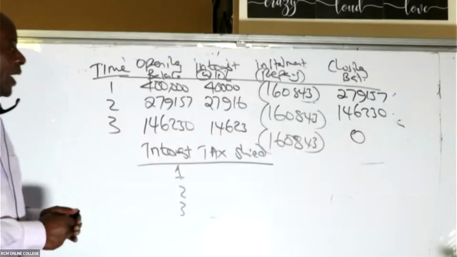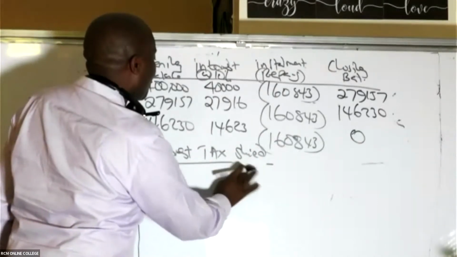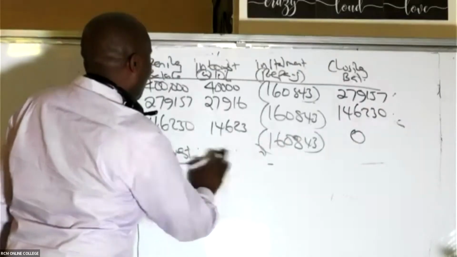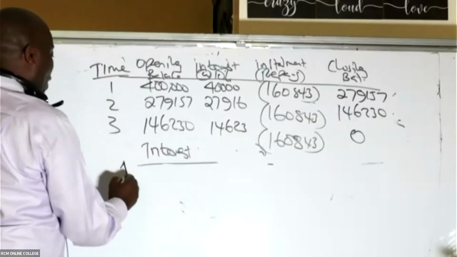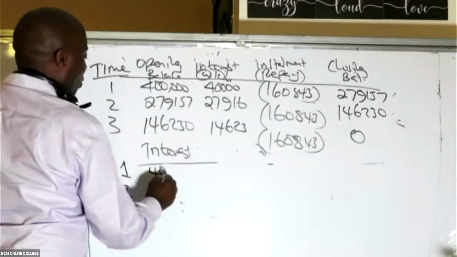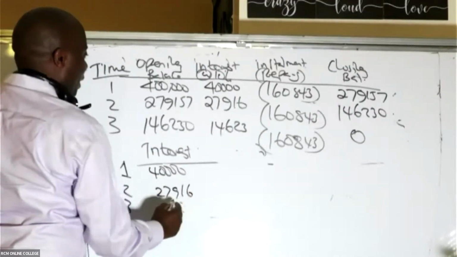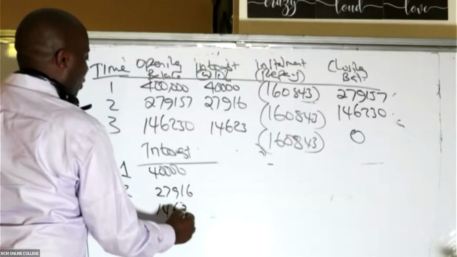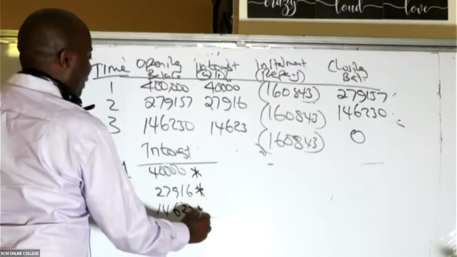So then come here and give me, ladies and gentlemen, the tax, the interest. So we have here the years, so our years are 1, 2, 3. Give me the interest amounts. So interest amounts, we have 40,000. This one here is 27,916. This one here is 14,623. We know that our rate of taxation there is 33%.